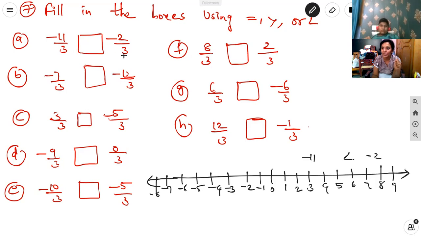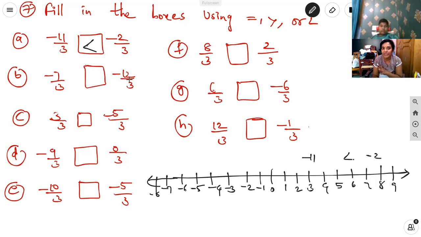First, you observe whether the denominator values are the same or not. If the denominator values are the same, just check out the numerators, which is the right side value. Here, minus 2 is on the right side. Why are you saying greater than? If both are negative numbers, 11 is more, but negative 11, the minus 11, is less than the minus 2.